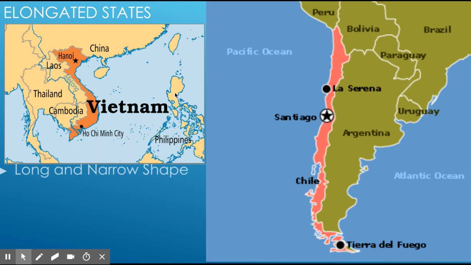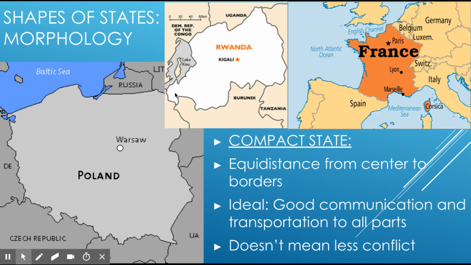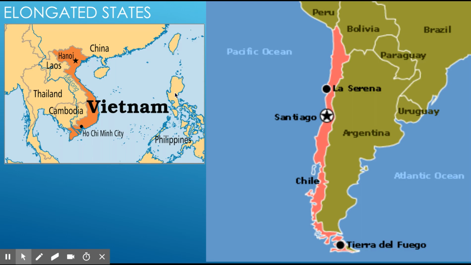Now, the next one you need to know is an elongated state. Don't forget, by the way, you should have stopped the video and found an example and drawn it on your paper from a real map. So the next is called an elongated state. And you might think it means long, and it does more or less, but really it's the opposite of this guy here. It's the opposite of our compact state. It is an elongated state, which means that the different parts of it are far away from the center.